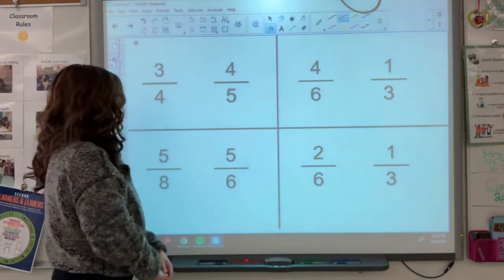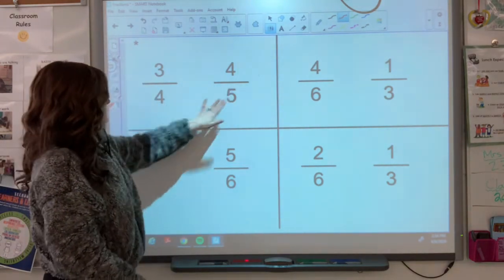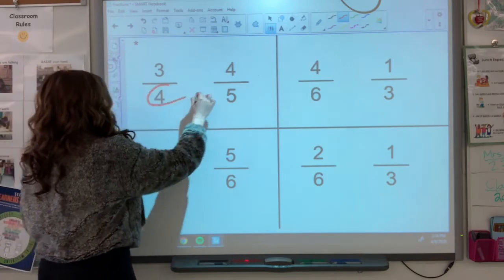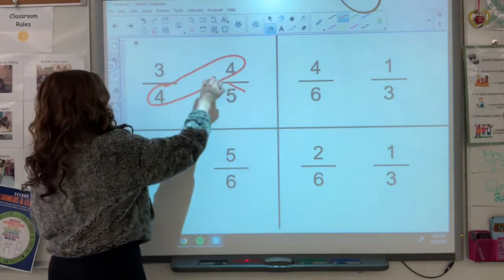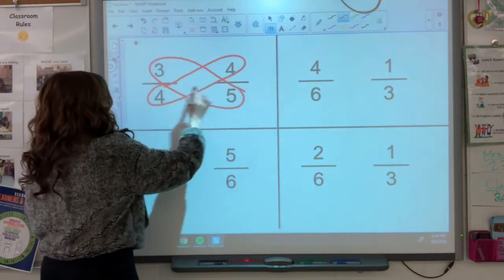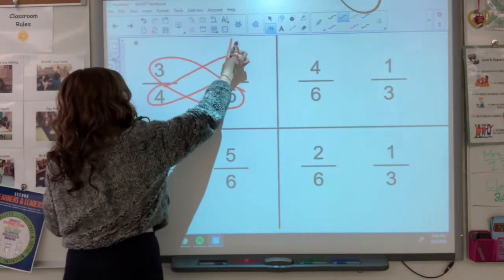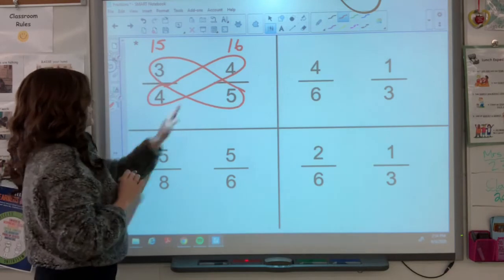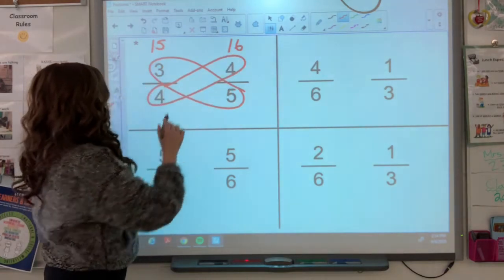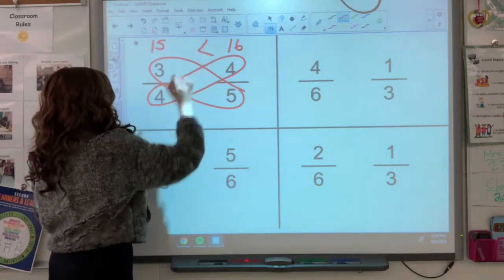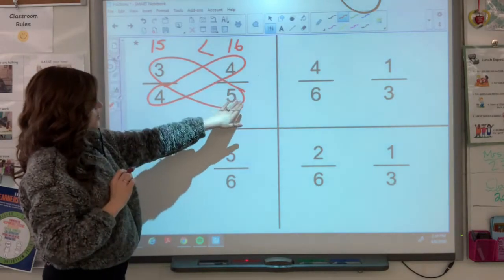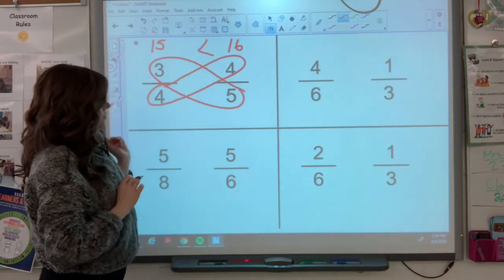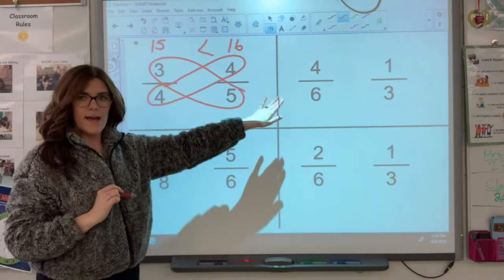Okay, here we go. 3/4 and 4/5. We're going to go ahead and draw our X to show what numbers we are multiplying. 4 times 4 is 16, and 5 times 3 is 15. I know that 16 is greater than 15, so I'm going to go ahead and draw my sign in to show that 4/5 is greater than 3/4. Let's go ahead and do our next one.